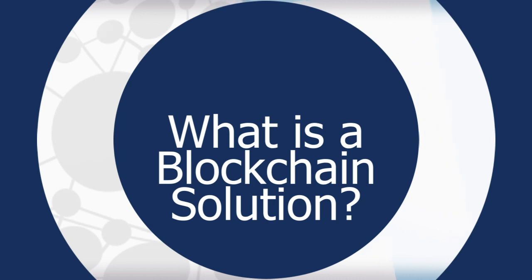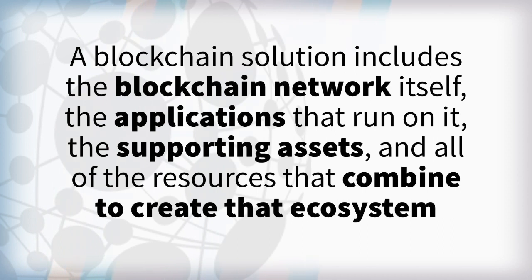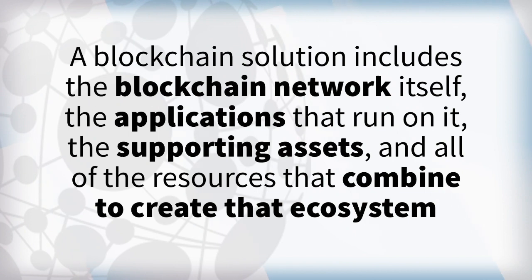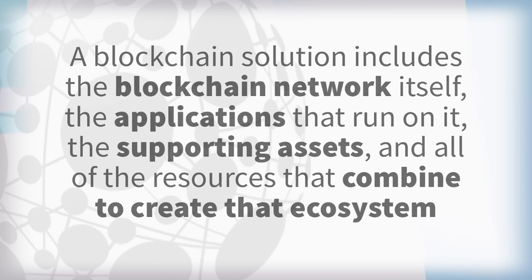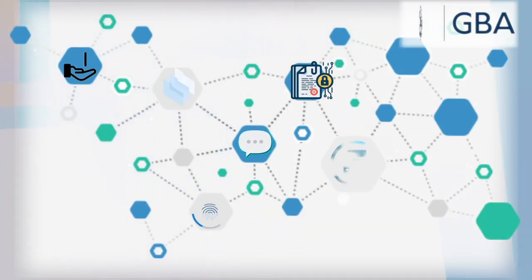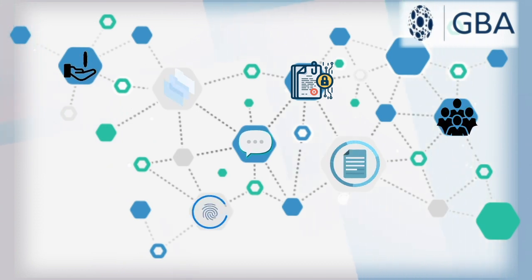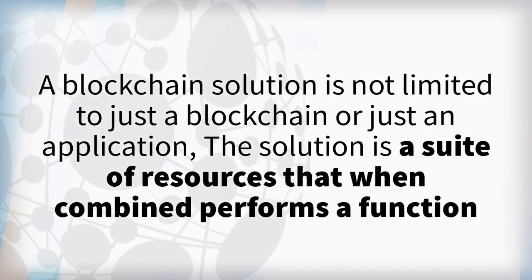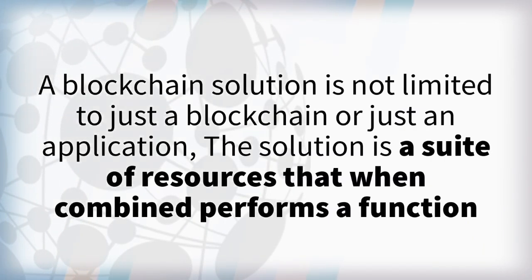With that as a background, let's talk about what a blockchain solution is. A blockchain solution includes the blockchain network itself, the applications that sit on top of it, any kind of supporting assets, and all of the resources that comprise the solution. The ecosystem might be people, training, money. It could be a token, a community, anything like that. All of them collectively form the blockchain ecosystem. It's not limited just to a blockchain or just an application, and it's really the entire suite of things that come together that, when combined, perform a function.